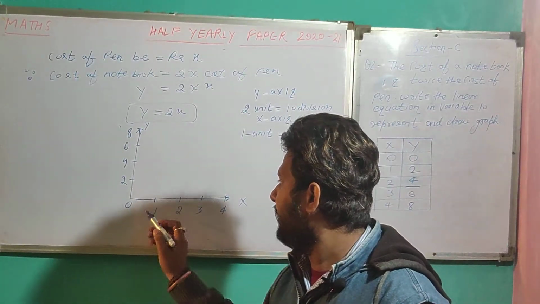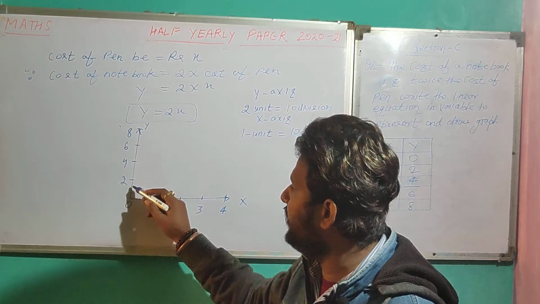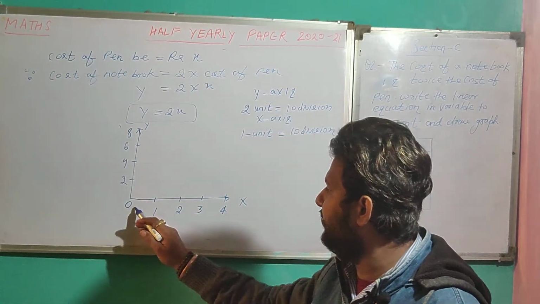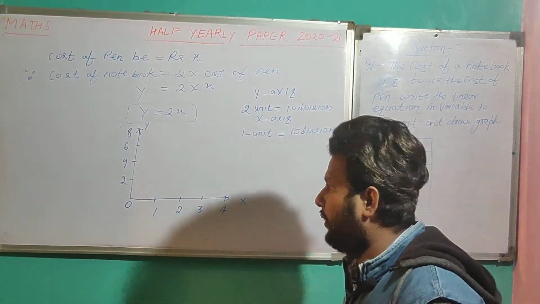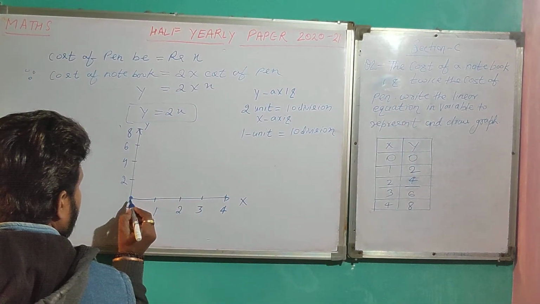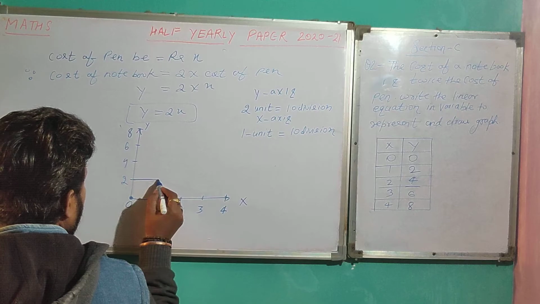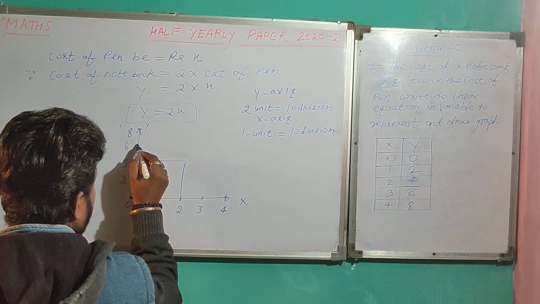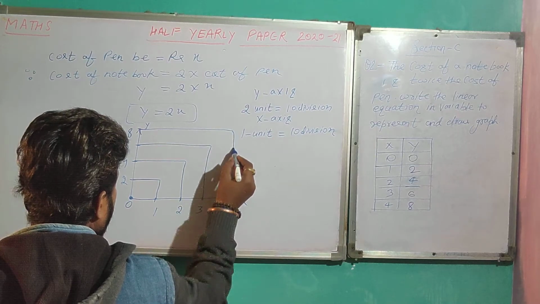Because on graph paper every 1 unit has 10 divisions. Here 10 divisions is equal to 2 units, because you can see the difference is 2: 0, 2, 4, 6, 8. On the x-axis the difference is 1. So on the x-axis 1 unit is 10 divisions, on the y-axis 2 units is 10 divisions. Now plot those points. At x is equal to 0, y is equal to 0. At x is equal to 1, y is equal to 2. At x is equal to 2, y is equal to 4. At x is equal to 3, y is equal to 6. At x is equal to 4, y is equal to 8.